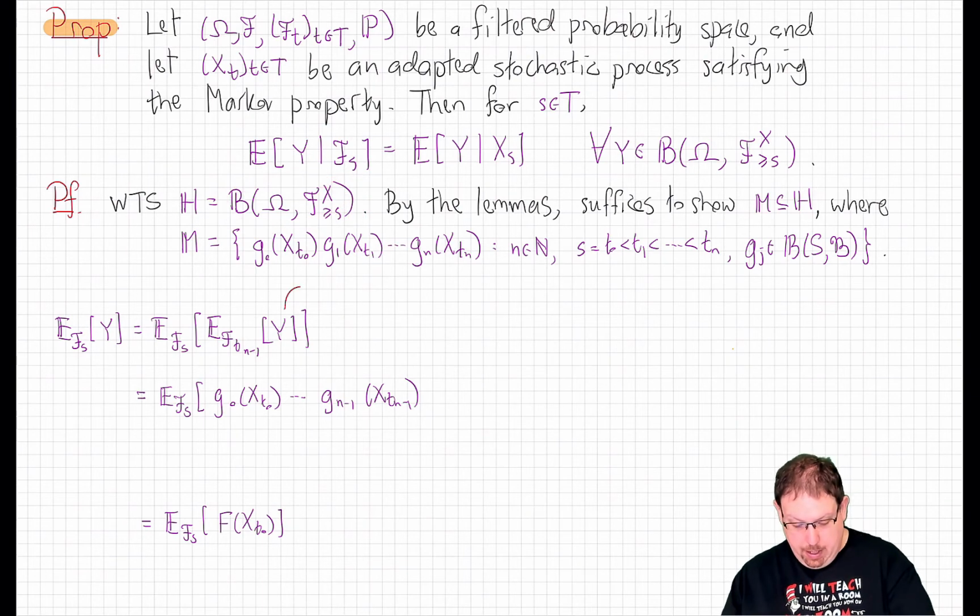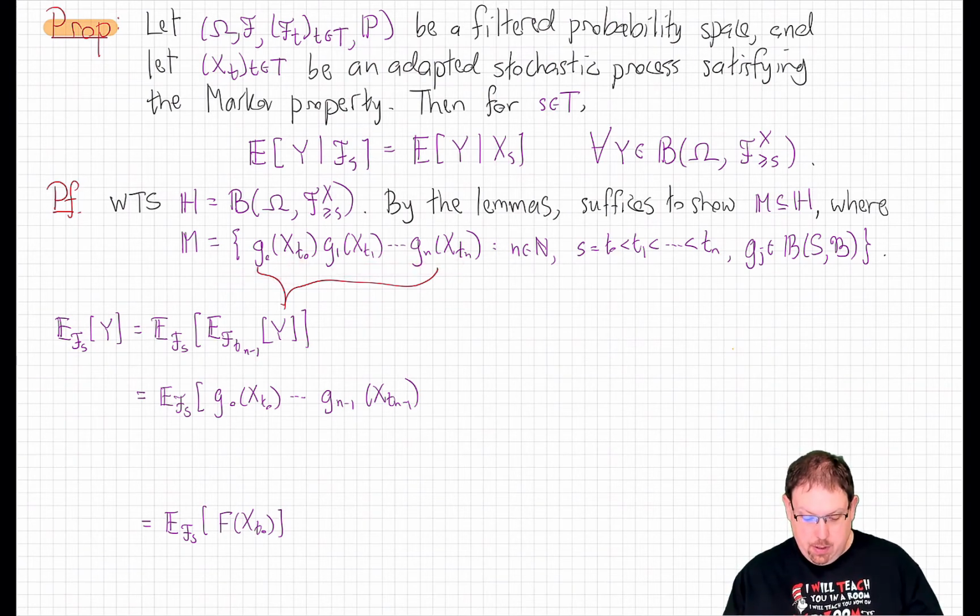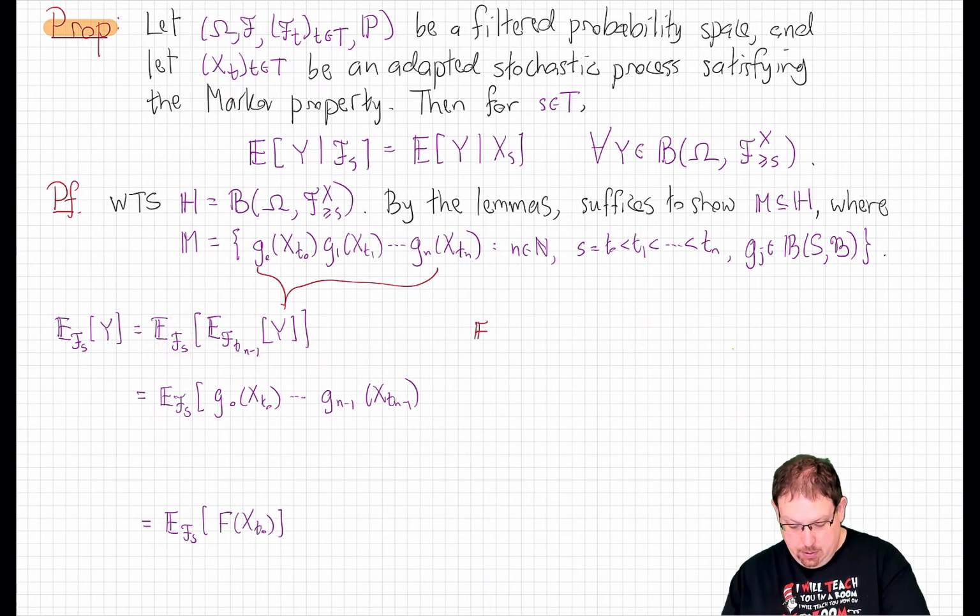So let's take a Y in M. So it has this form for some functions g0 through gn and some times in the future of t0, which is s. And we want to show that if we condition that Y on F_s, we just get the conditioning of Y on X_s. Well, we use the tower property once again. Let's further condition on time t_{n-1}. Since t_{n-1} is in the future of s, F_s is contained in this sigma field. Now let's look at that inside conditioning on the larger sigma field F at time t_{n-1}.